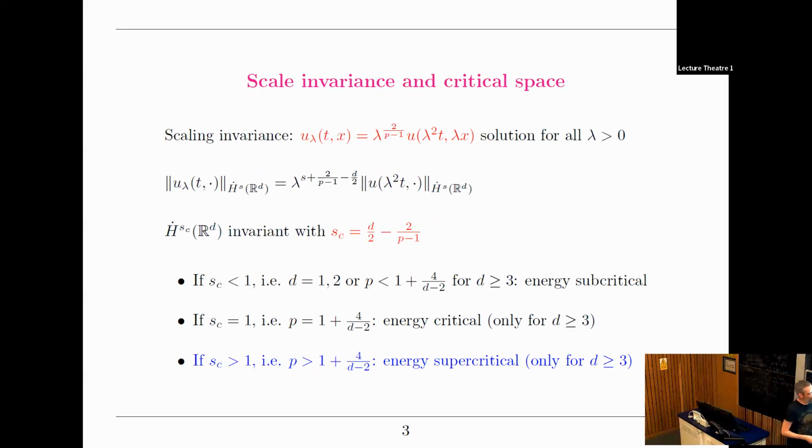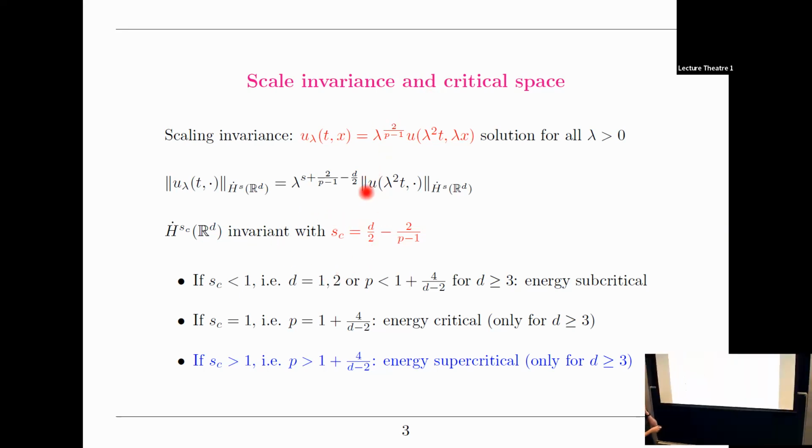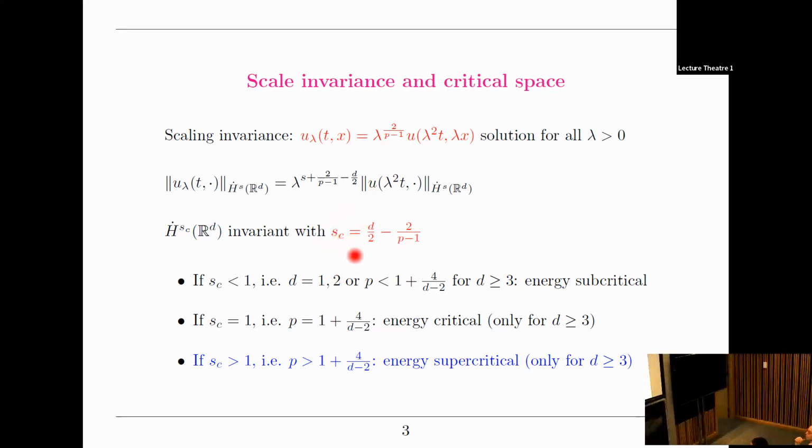Let me briefly recall the scaling, already seen yesterday. There is a scale invariance for this equation: with u a solution, u_lambda is also a solution for any strictly positive lambda, given by this formula. Then you can look at the action of this transformation on homogeneous Sobolev spaces, and you find that there is exactly one exponent left invariant by this transformation. That's the critical exponent, which here is d/2 - 2/(p-1).